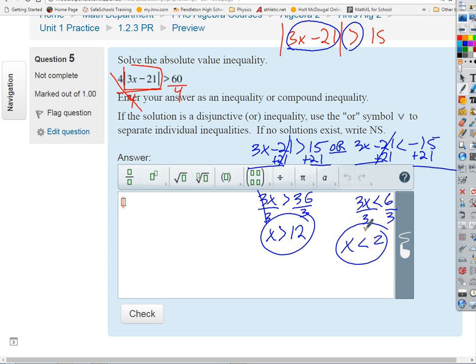So those are our two solutions. This is an OR inequality, so we replace the word OR with the OR symbol, the mathematical OR symbol. So we get something that looks like this.